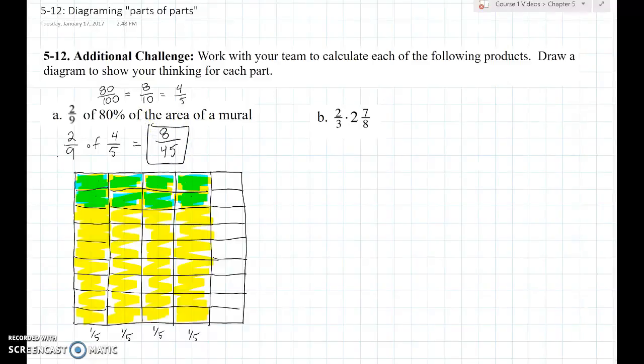Now this one's tricky. We're taking 2/3 of 2 wholes and 7/8. Before we've just been doing what's 2/3 of 7/8. So I'm going to go ahead and draw 3 wholes here. I'm going to do it 3 long and 8 going across. 1, 2, 3, 4, 5, 6, 7, 8.